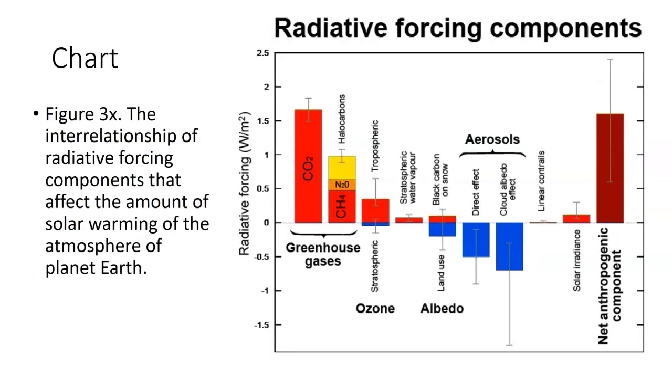This is a chart, figure 3X. The interrelationship of radiative forcing components that affect the amount of solar warming of the atmosphere of the Earth. And what we can see here is a radiative forcing component, in watts per meter squared, of various materials, which include greenhouse gases and ozone and water vapor and black carbon on snow and other materials in there. And then at the end, it shows you the net anthropogenic component, which shows you how bad man-made materials are on this. It gives us a graphic representation of what is going on, and again, it is a figure.